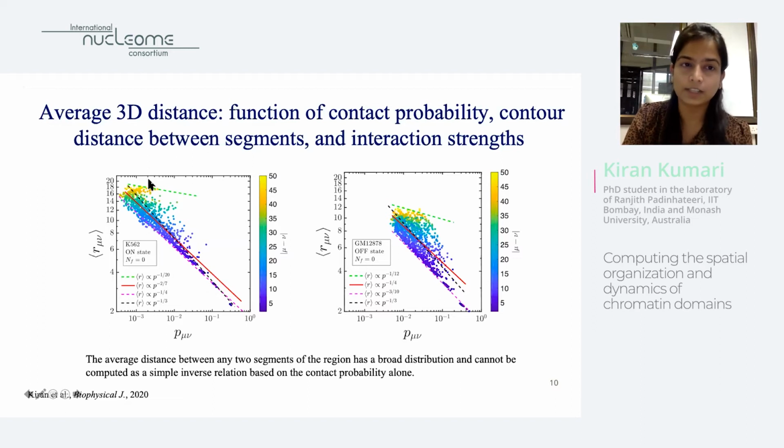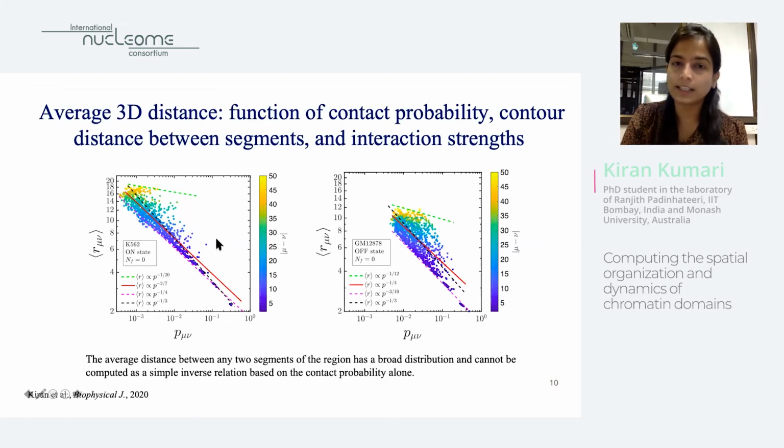What we observe is that the fitting of this red line is first of all different from this ideal chain scaling, and also the fitting is different depending upon the cell type. This spatial distance goes as contact probability to the power minus 1 minus 2 over 7 in the on state, and it goes as contact probability to the power minus 1 over 4 in the off state.